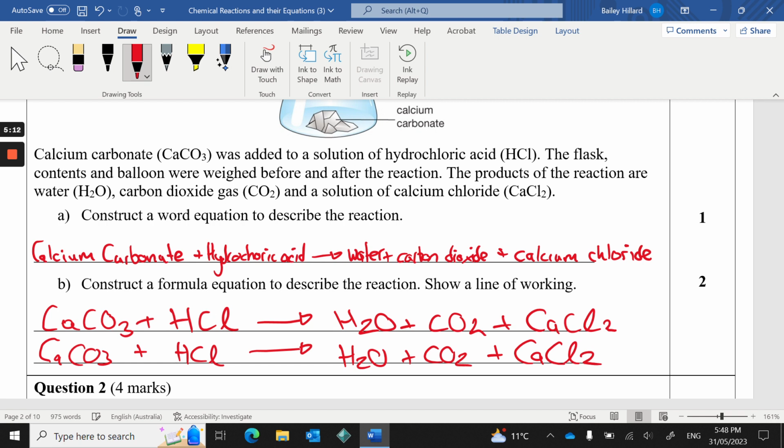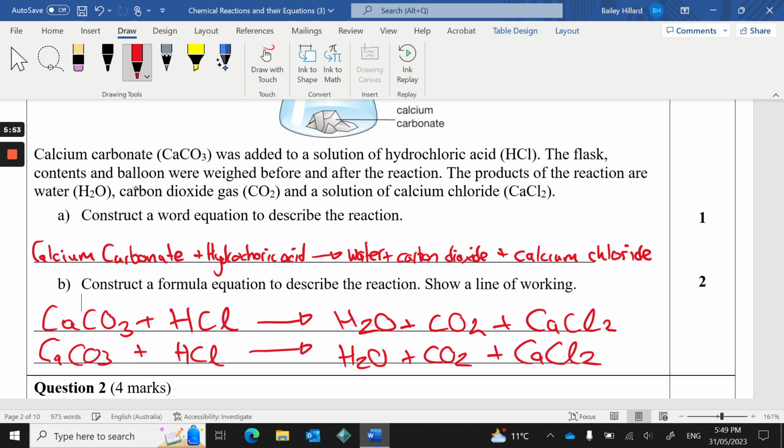Now, the first thing to do when we're balancing, or the easiest thing to do, I think, would be making sure that we balance the calciums first, because they are the metal, and you really want to make sure that we balance the metal first. So there's one calcium on this side and one calcium on the other. That's fine, so we can move on. Next, we can see we have one carbon on the product side and one carbon on the reactant side as well, so that's okay. We will get now to chlorine, and we'll find that we have two chlorines on the product side, and we have one chlorine on the reactant side.